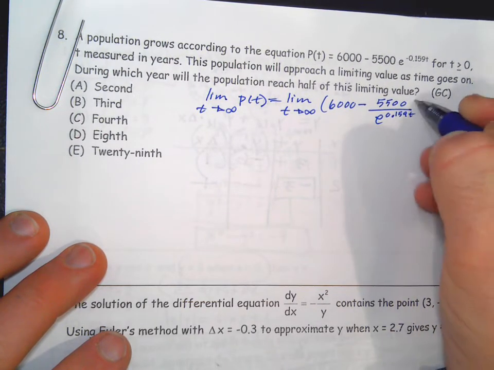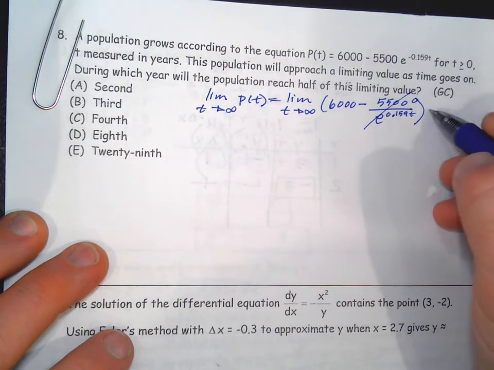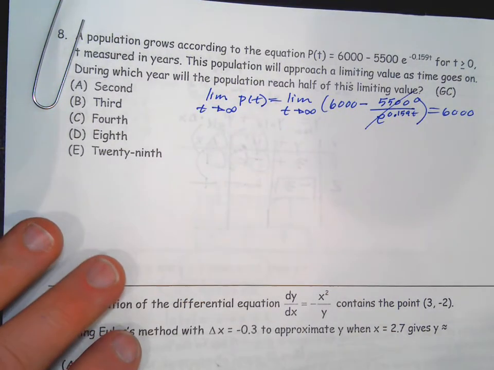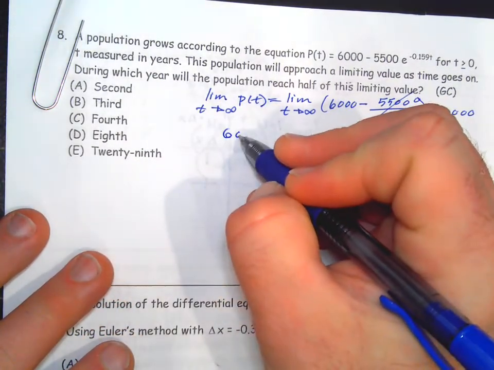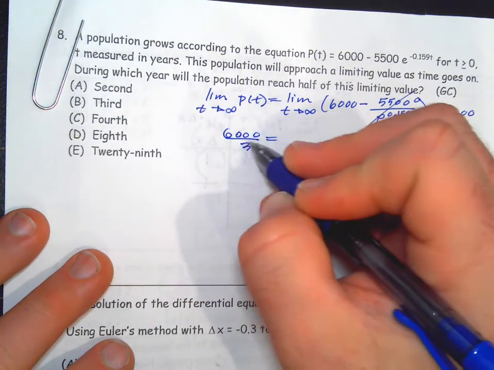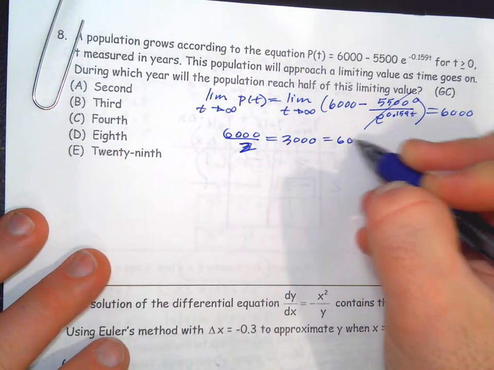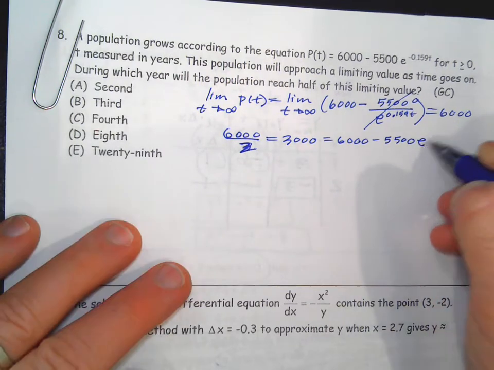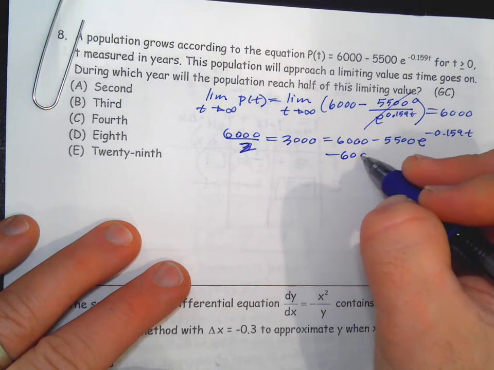I feel like these are positive exponents. So as t goes to infinity, this is going to go to 0. So it's going to approach 6,000. Okay. So it says, during which year will the population reach half of it? Well, we just got to set the population equal to half of it. So it's going to be 3,000 equals 6,000 minus 5,500 e to the negative 0.159t. So we could try and solve this.